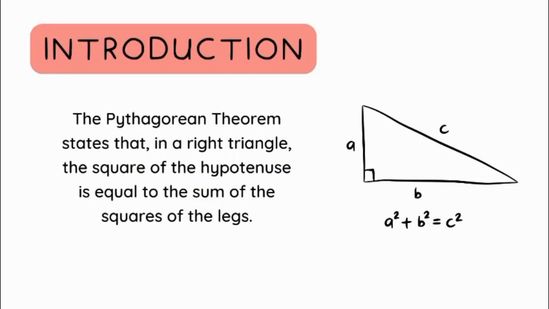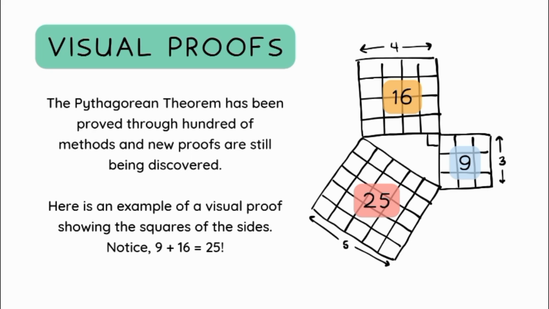The square of the hypotenuse is equal to the sum of the squares of the other two sides. The formula is a squared plus b squared equals c squared. Here a and b are the two legs of the right triangle, while c is the hypotenuse, which is the longest side of the triangle. If we know the lengths of any two sides, we can use this formula to find the length of the missing side. Next, let's look at the visual proof.